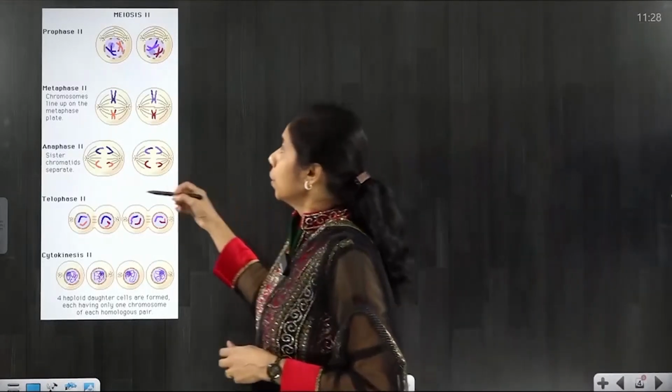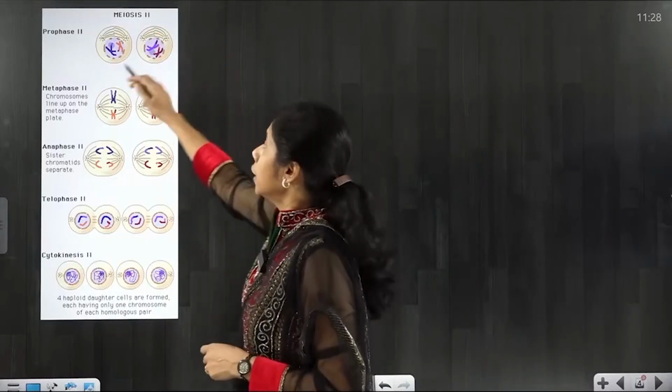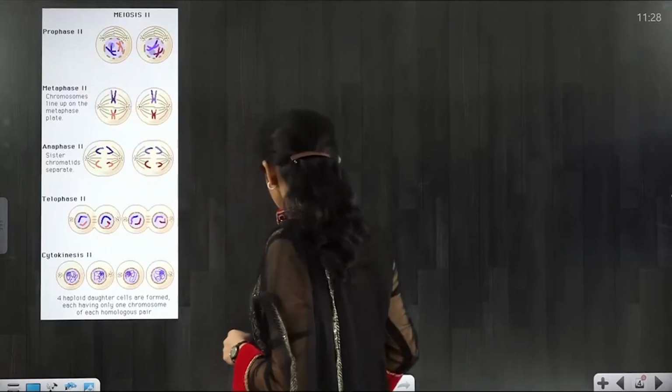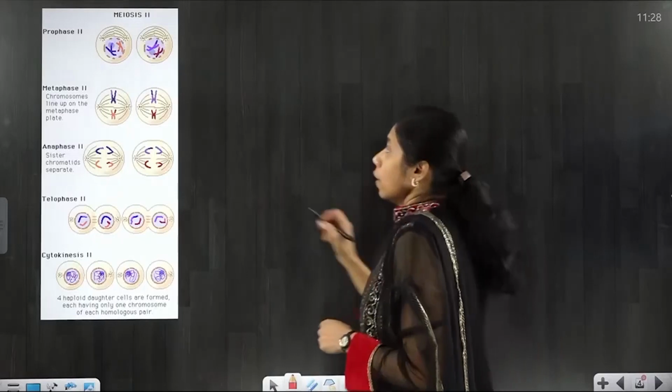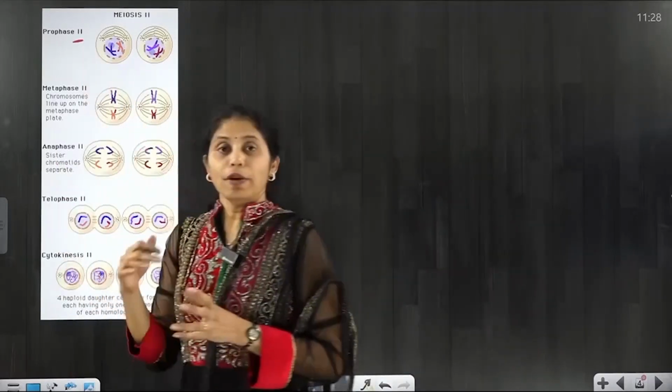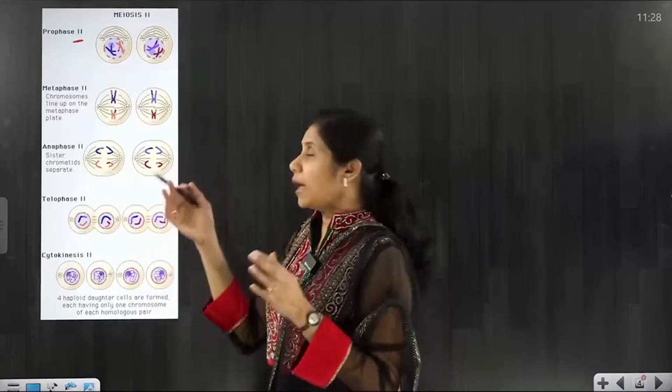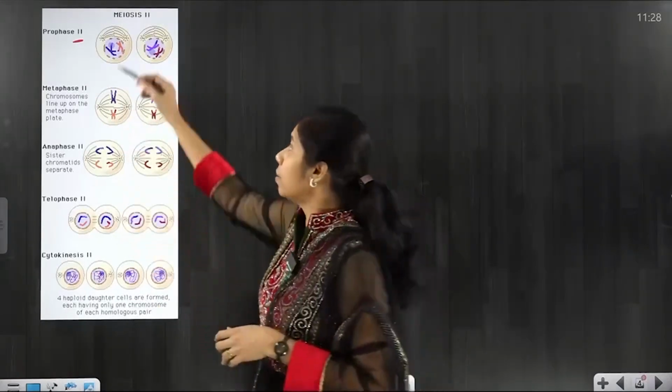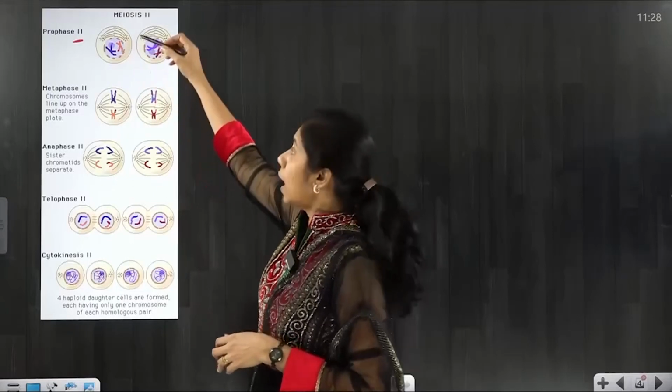Okay, all of you see here, meiosis-II. In the prophase-II, the chromosomes will not reach that stage of extension. They will not be fully extended in the telophase 1. So they will have medium-sized chromosomes and they will enter into the prophase-II and start undergoing the condensation process.